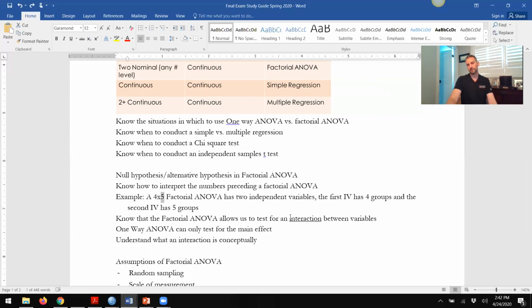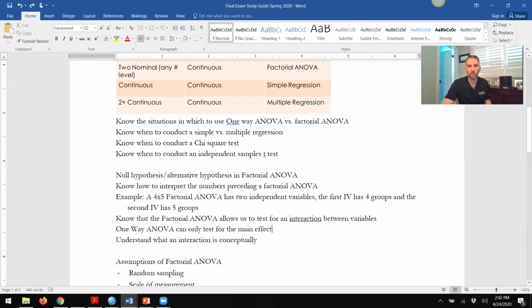And so again, just know this conceptually, that's one of the purposes of the factorial ANOVA. Of course, the other purpose is just to make it easier on us, so we have fewer tests to run. But the second is to look at them together and see, when you combine them, is there anything unusual in the combination of the variables?